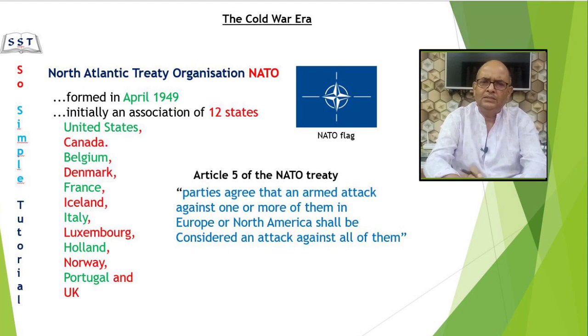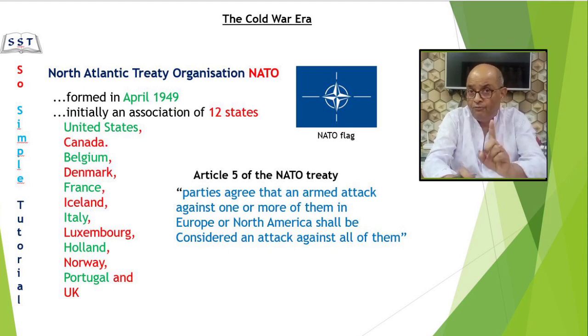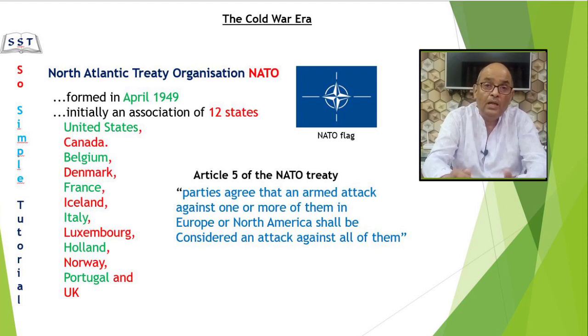This treaty has a preamble and 15 articles. What is noteworthy is Article 5 of the treaty. It says that parties agree that an armed attack against one or more of them in Europe or North America shall be considered an attack against all of them. In such a case, each member state was obliged to help the other. Thus, through NATO, the security of North America and Europe are permanently tied together. There are 30 member countries of NATO today.